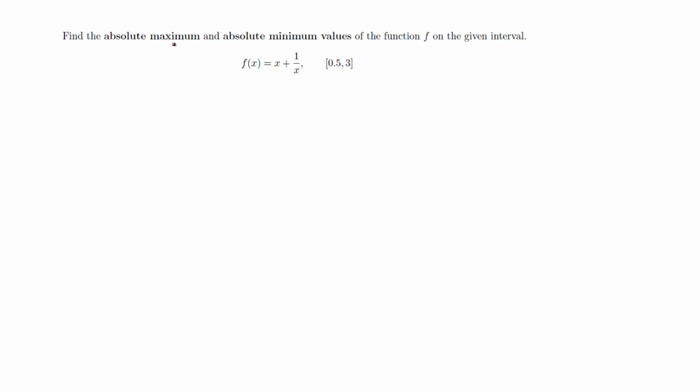Find the absolute maximum and absolute minimum values of the function. We have this function on the given interval from 0.5 through 3.